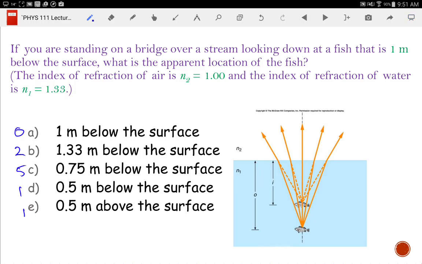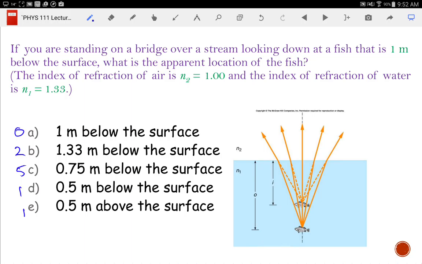Okay, very perfect logic. She said it would have had to have an index of refraction that's twice as big for it to be a half meter below the surface. Of course, it's not going to appear above the surface. As awesome as that would be, that's not what's going to happen. It's not going to appear deeper because the water has a bigger index of refraction. And it's not going to appear the same, so just logically, it has to be the only one that's between the same and the one that would have an index of refraction of 2.